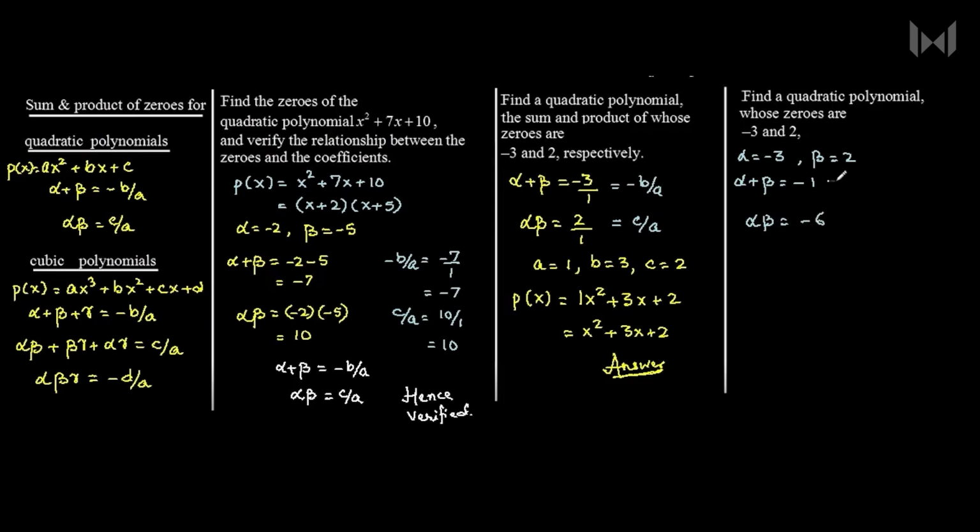Now we shall compare it with -b by a and c by a. So we analyze that a is 1 in both the cases because the denominators are 1, b is equal to 1, and c is equal to -6. So the polynomial will be p(x), which is equal to ax square plus bx plus c, and that is x square plus x minus 6, and that is your answer.